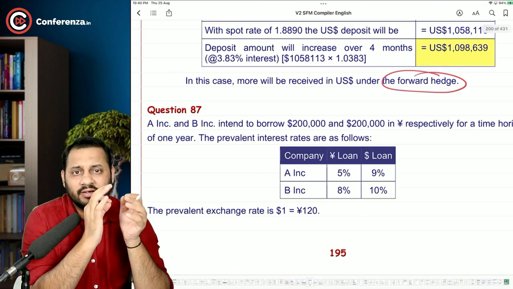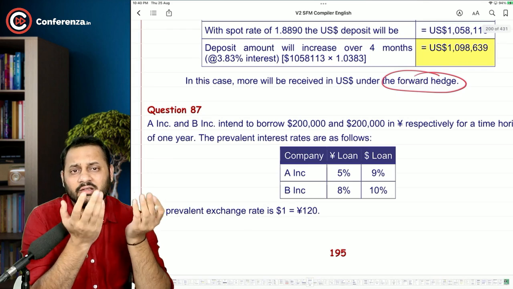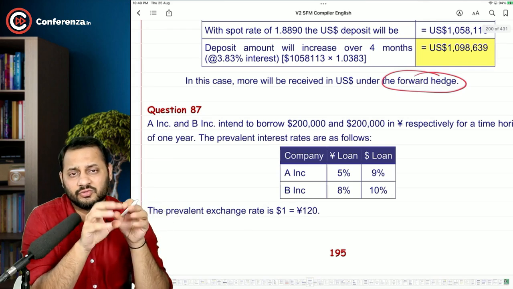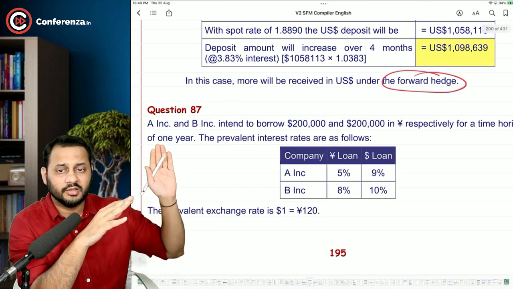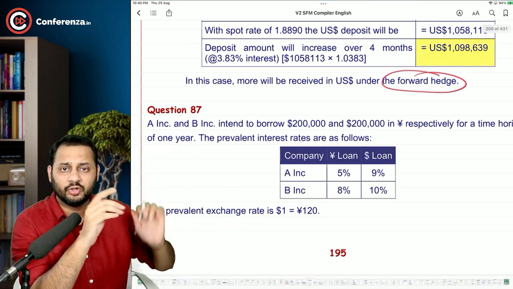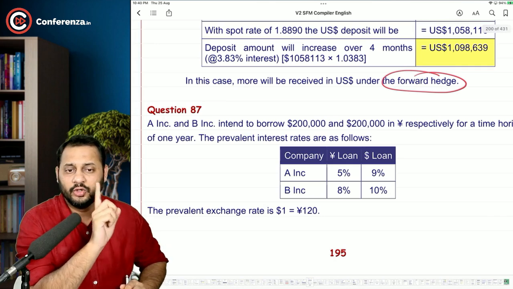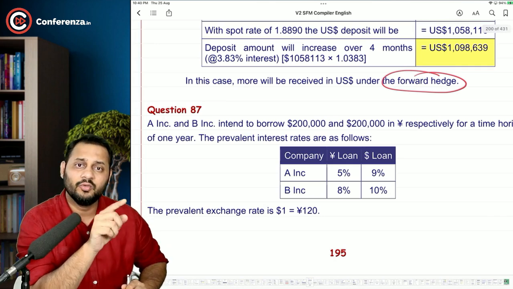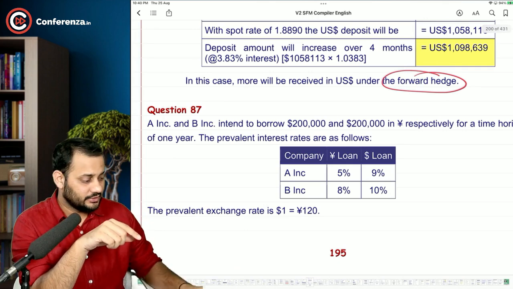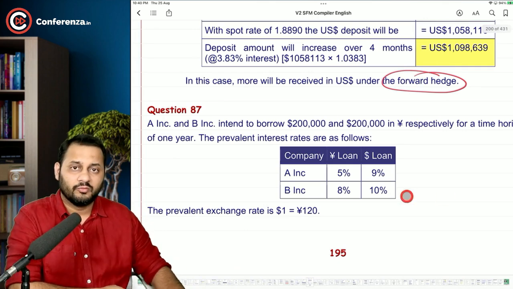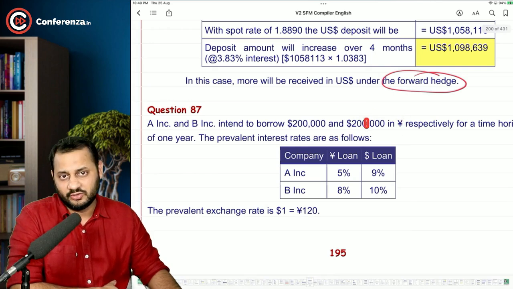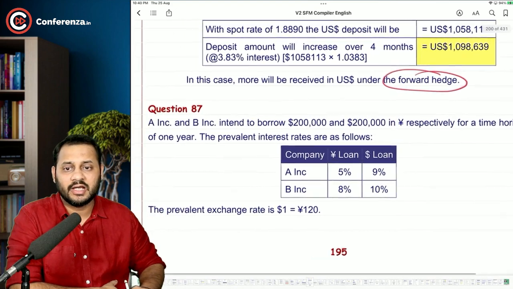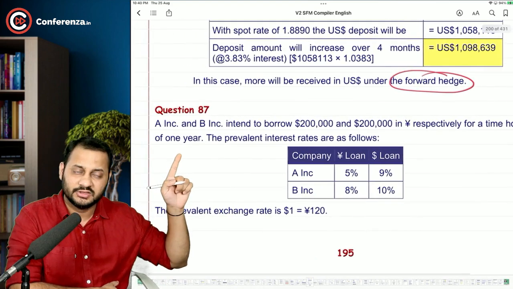Even if one of the parties is not being benefited, why would he enter into a swap agreement and waste his time? Agree. A Incorporation and B Incorporation intend to borrow $2 lakh and $2 lakh in yen. That means both of them want to borrow the dollar and yen loan, but the yen loan will be equivalent of $2 lakh respectively for a time horizon of 1 year. So the calculations will be easy.